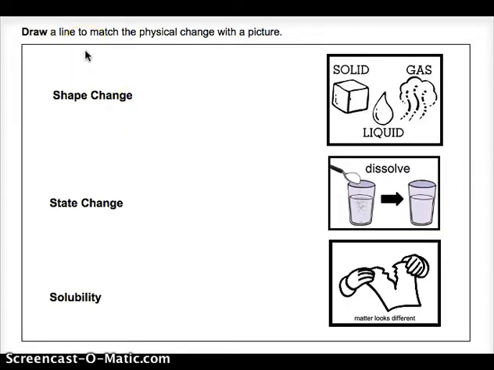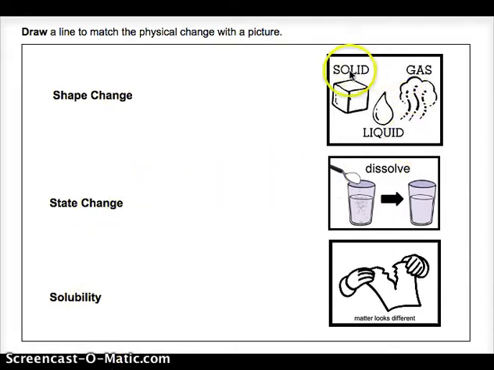You should be on the back side of your test. The back side talks more about physical changes. It says draw a line to match the physical change with a picture. So right here you have three pictures. Here you have three types of physical changes. You need to draw a line to connect the change with a picture. You should only draw one line for each change.